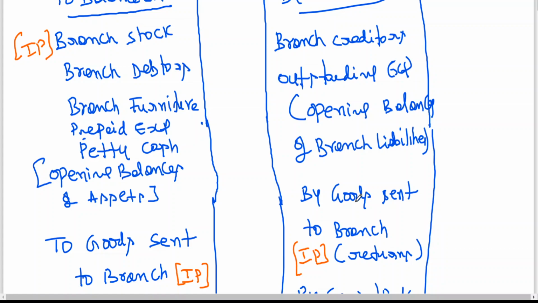So when goods are supplied by head office to branch or another branch to branch, the entry is branch account debtor to goods sent to branch account.